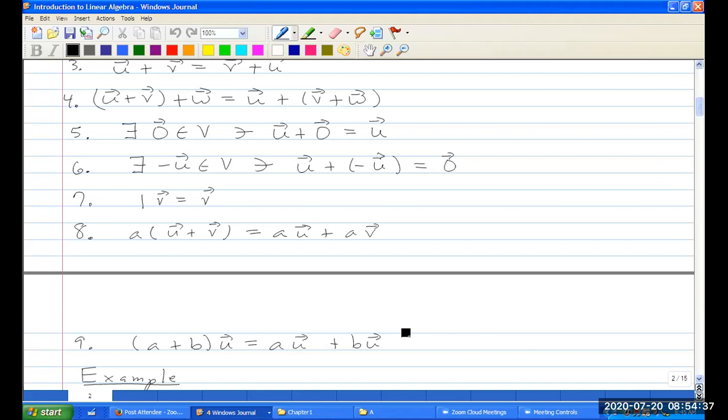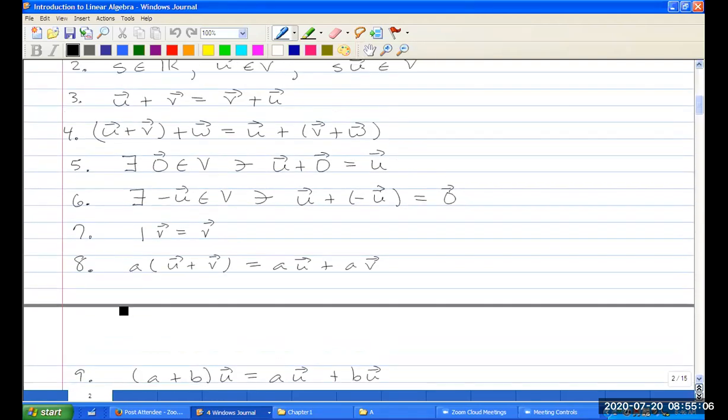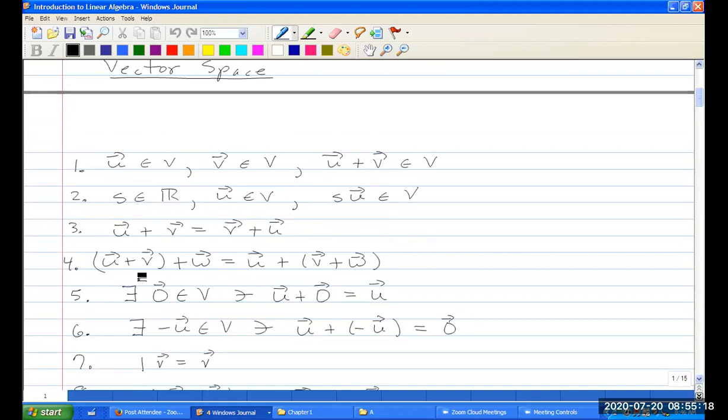Now, you notice I put little arrows here to say that these are vectors. Very shortly, when we're doing linear algebra, we don't put little arrows over things. Any object that satisfies these 9 conditions is said to be a vector space. And any scalar from a field is a possible number that we can use for this.